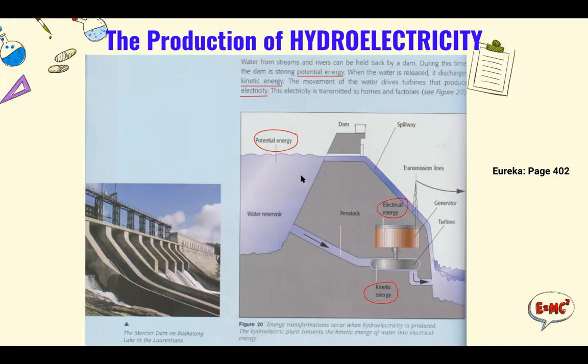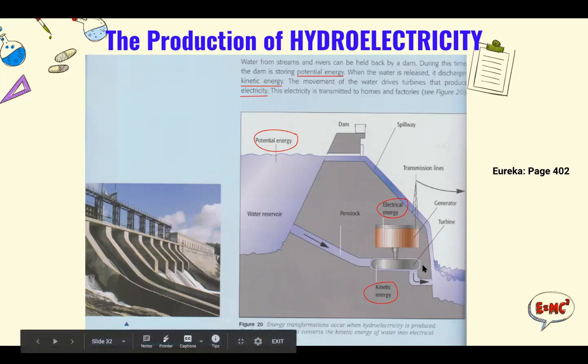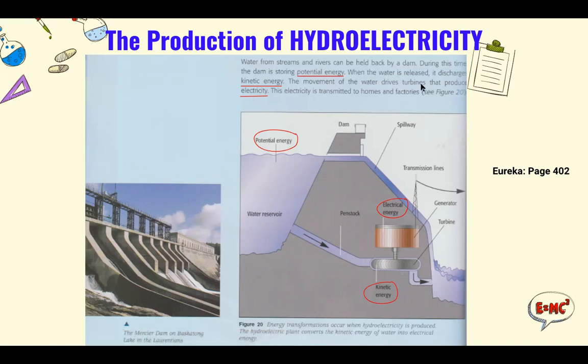Okay, so watch over here. Here's movement, and this is the turbines. So now that the turbines have started moving, what is that now? That is kinetic energy as well. So the movement of the water drives turbines that produce electricity. So here's the electrical energy. This electricity is transmitted to homes and factories.